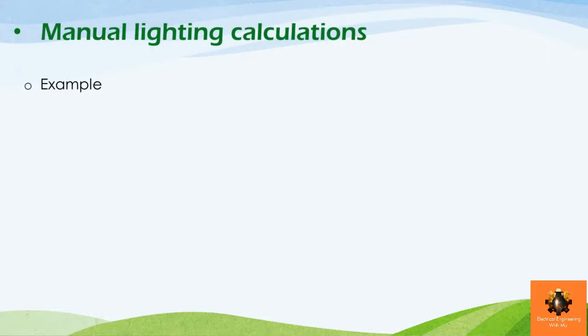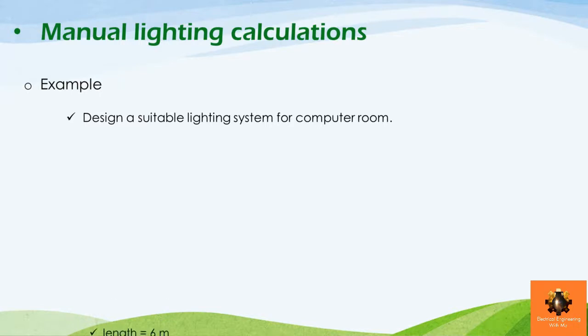Now we need to design a suitable lighting system for a computer room. So we have a computer room which we need to illuminate, and we have some following data. Here the room length is 6 meters and its width is 4 meters. And for the ceiling height, it's 4 meters from the floor of the room. So the total height of the computer room is 4 meters.